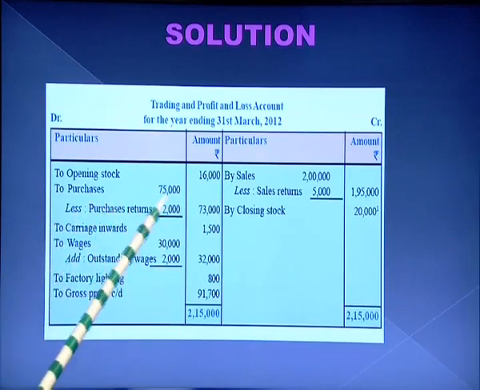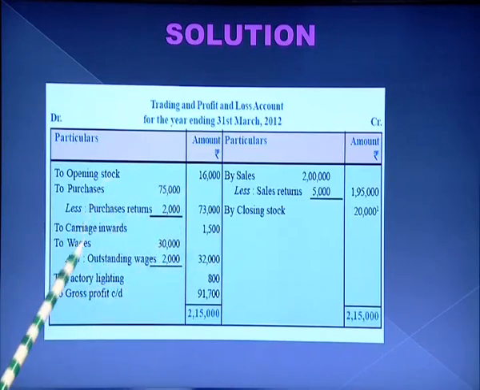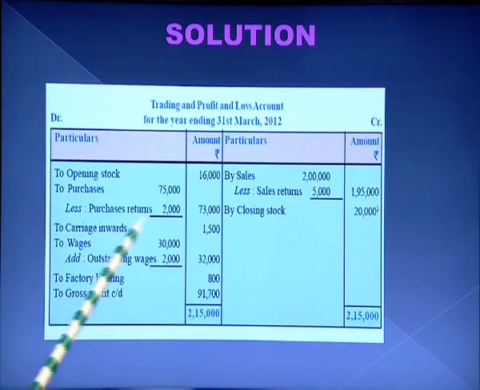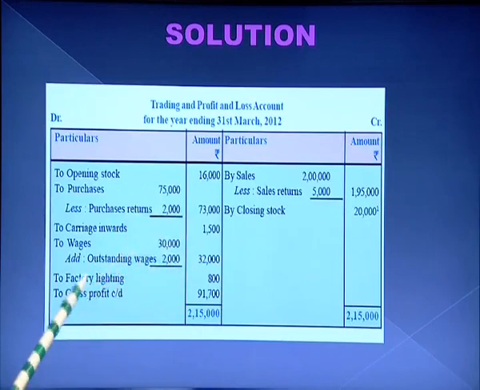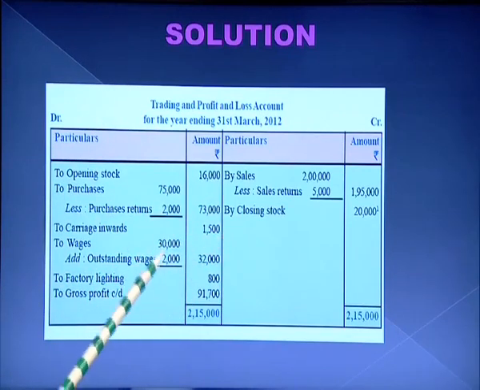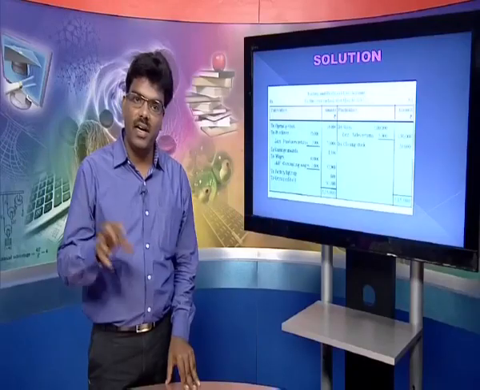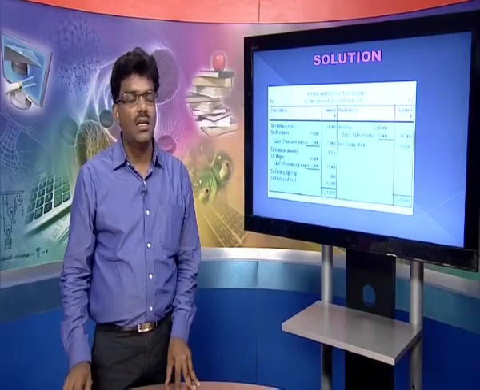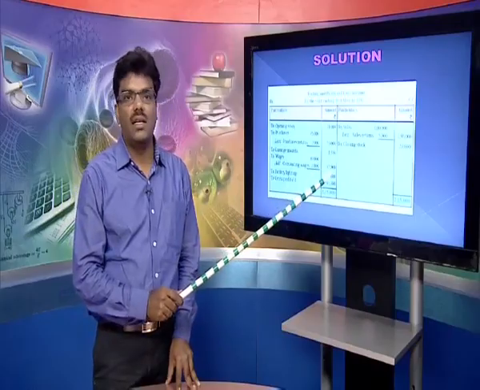Next is carriage inward. Carriage inward will be written in the trading account, and carriage outward will be written in the profit and loss account. So, the carriage inward is rupees 1,500. Next is wages. Wages is rupees 30,000, and when I discuss adjustments, I will tell you that the total outstanding wages is 2,000. So, add wages rupees 2,000. So, the total wages is 32,000. Outstanding means we have to pay. We have already paid 30,000 and rupees 2,000 is the balance. So, our total amount is 32,000, that is written here.